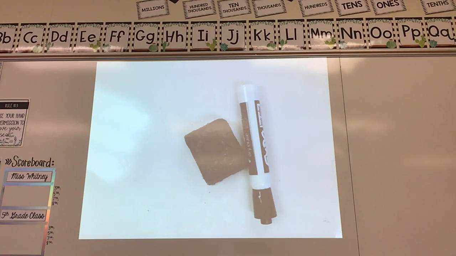Hi, fifth grade. Today in math, we are doing lesson 4.5, but it is just called practice multiplication. So we are just practicing those multiplication skills that we have been working on for the past couple of lessons. And remember, you get to choose the method that works best for you. So it can either be the shortcut method or it can be the box method, whichever one you prefer.